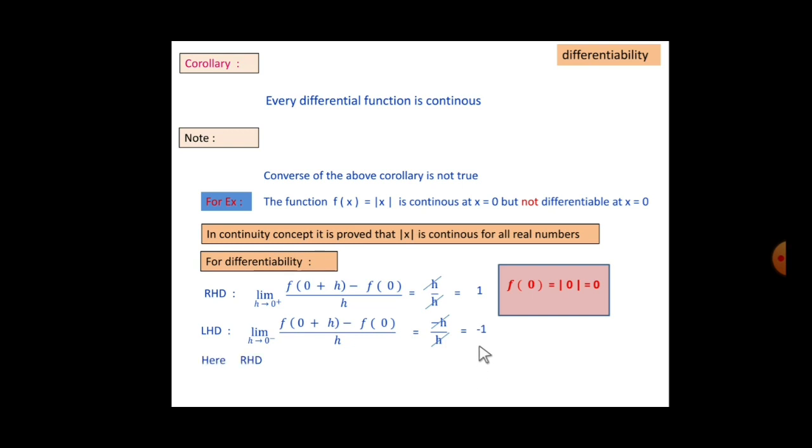Here you can see that the left hand derivative and right hand derivative are different, therefore they are not equal. What we can say is mod x is not differentiable at x equal to 0.